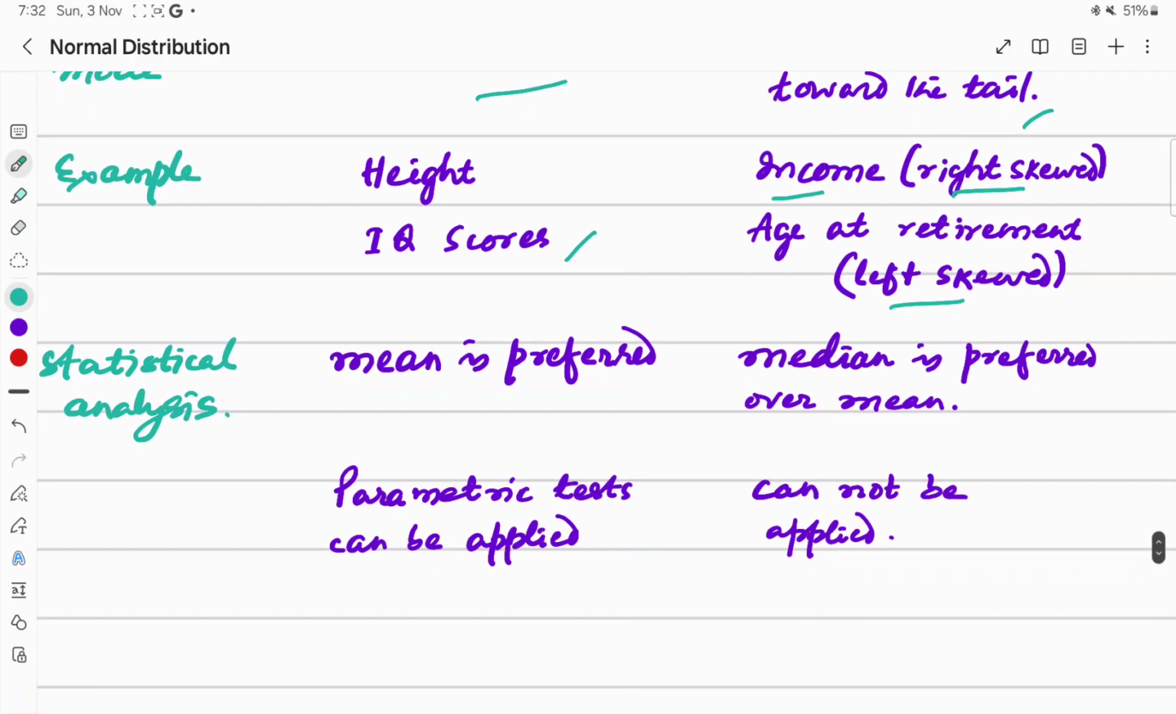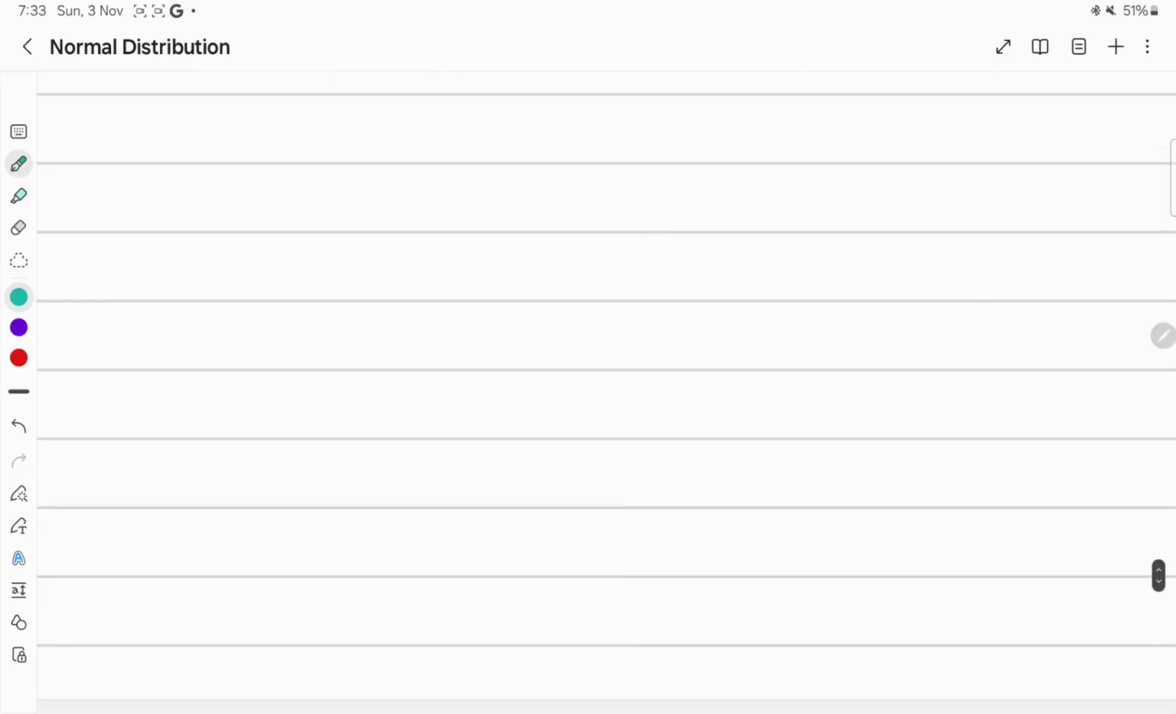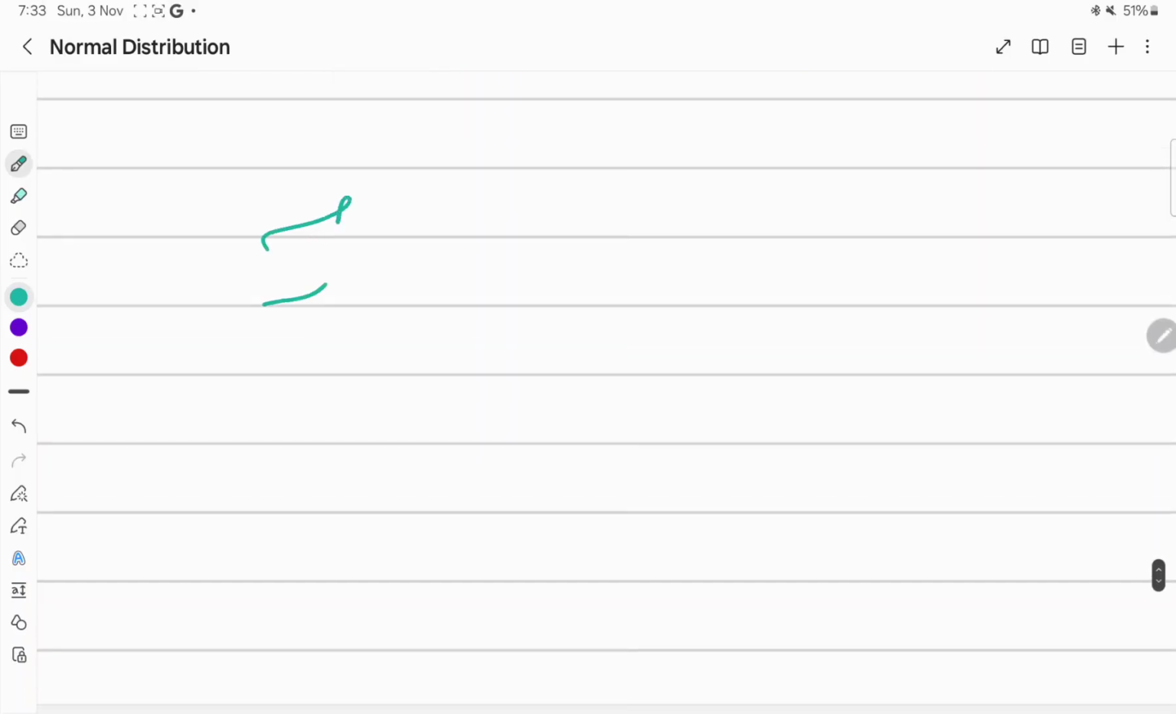And in statistical analysis, mean is preferred in case of normal distribution, because mean, median, mode all are the same, and median is preferred over mean in case of skew distribution. And here we can use parametric tests. We can apply parametric tests, and mean is one parameter, standard deviation is another parameter, and parametric tests cannot be applied in skewed distribution. Here we have to apply non-parametric tests. So this is all about the normal distribution. Thank you.